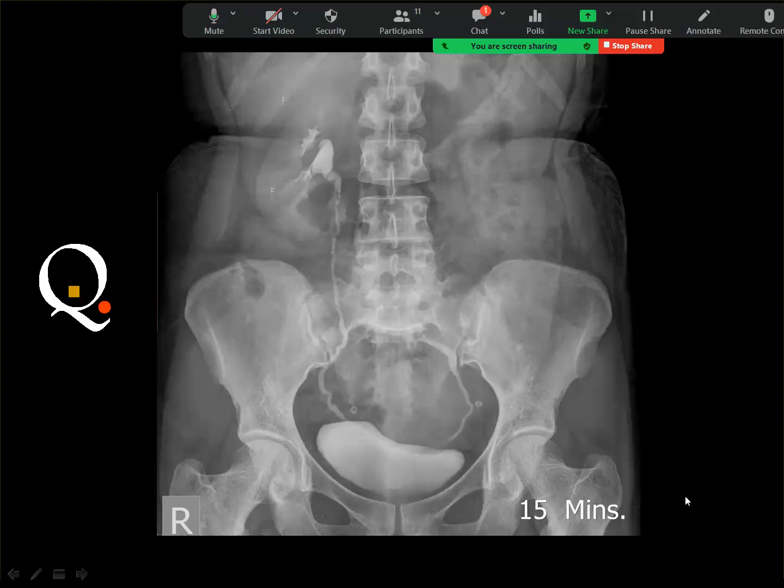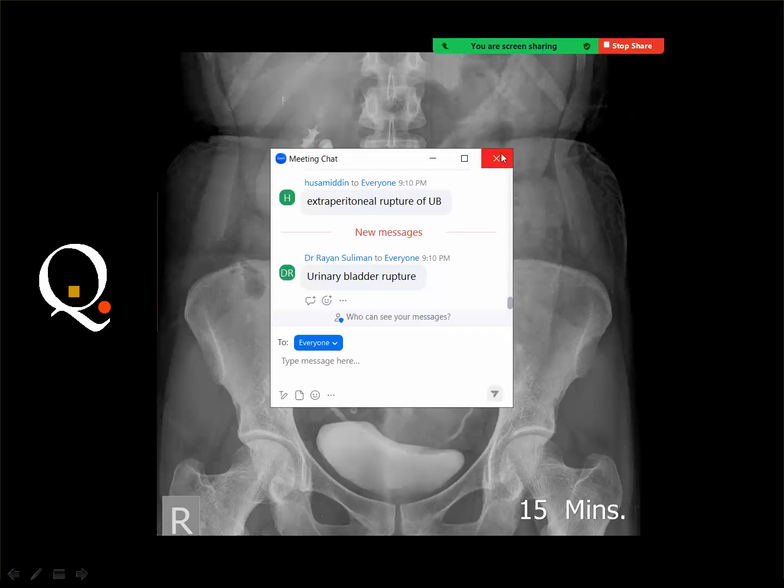Next case is a 15-minute film obtained from an intravenous urography study.